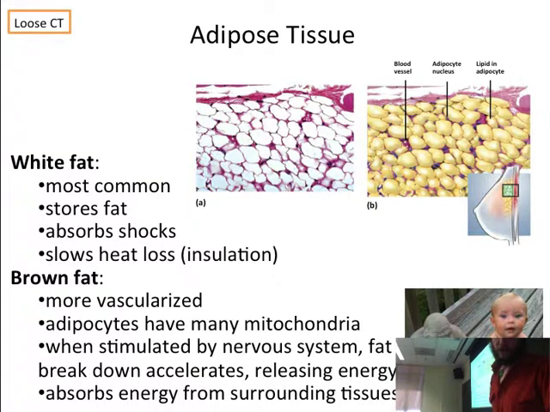All right. And then adipose tissue. The white fat is very common for fat storage. Can slow heat loss, and then the brown fat that I talked about, that's my girl. They have, it's enriched in mitochondria, and it's also more vascularized, which makes the fat brown, and it can break down very quickly to release those fat stores.